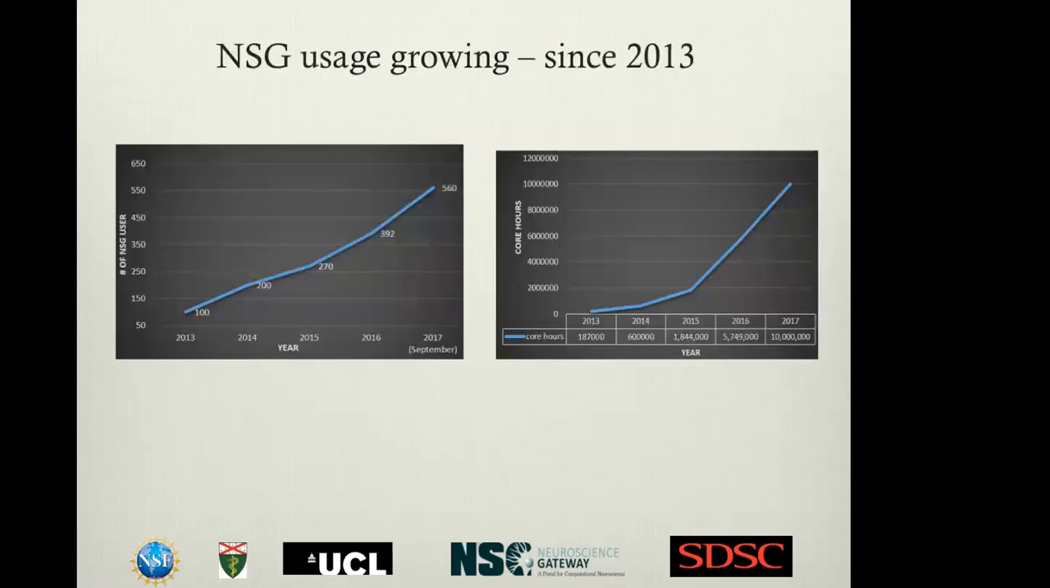But just to show how we've been growing, as I said, we started in 2013, and now we have around 560 users registered, but actively in a month, we would have between 50 to 80 users. And as you can see on the right-hand side chart, that's the time that we get and how much has been used too. So these are just the core hours that the NSG team, Amit writes a proposal to XSEDE, and we get the time. But what we want to show is that the usage is also driven by the user base, which is also growing.